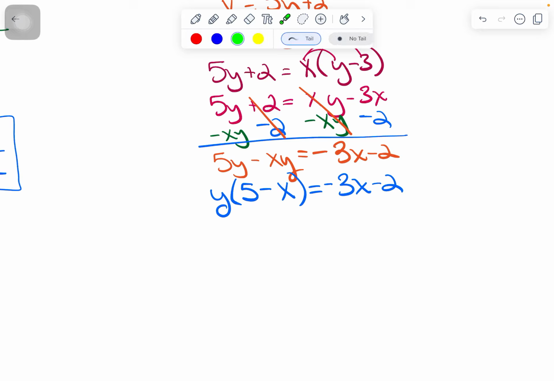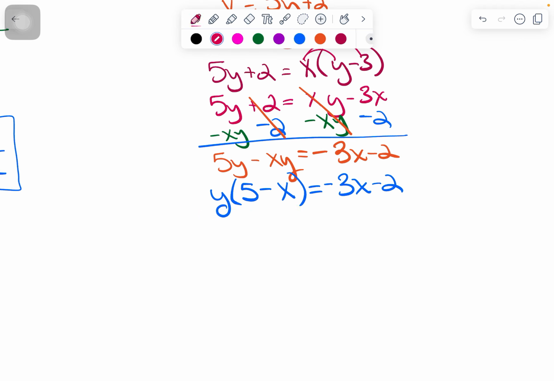Now, you might be saying, why did I do that? Well, instead of now having two terms that both have y in them and trying to figure out how to solve it, I've taken those two terms, and by factoring out the y, this is only a single y, right? This is now the only y in the entire equation, which is good because that means I can now solve for this. All right, this is y times 5 minus x.